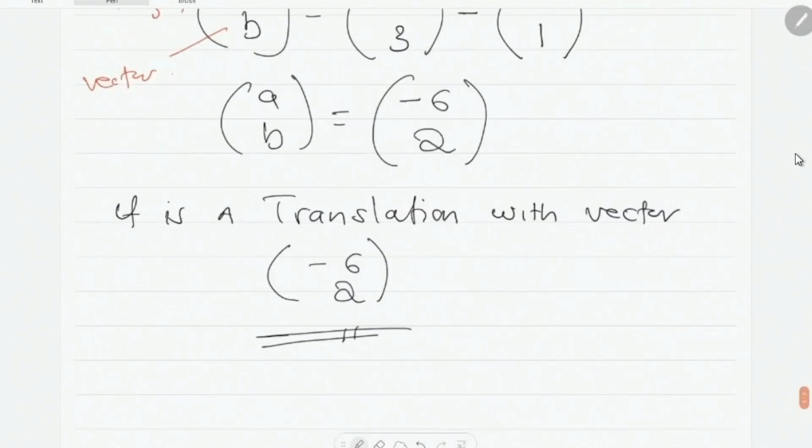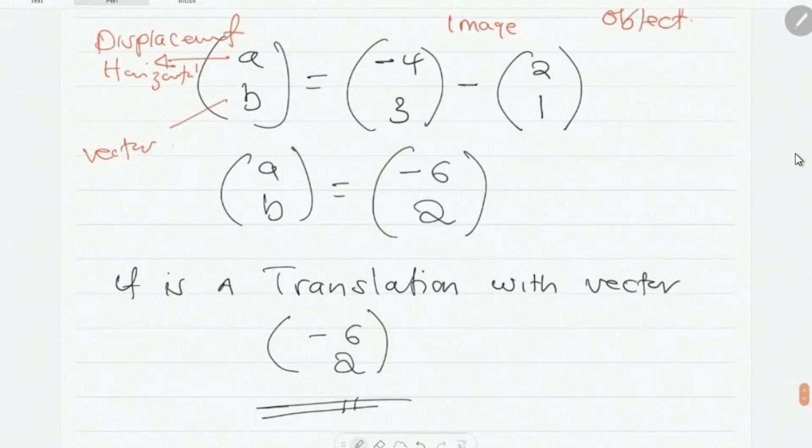So what that means is that each point from the object to the image is moving 6 times to the negative side in the horizontal axis, and also 2 times in the vertical axis. So we're talking about displacement there.